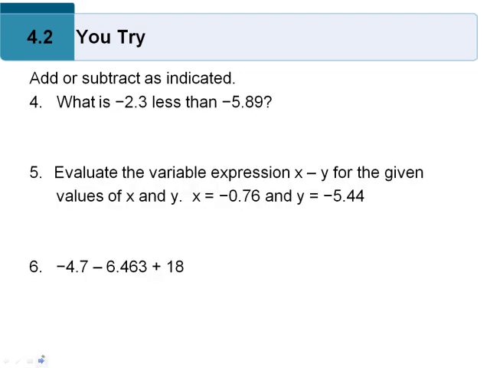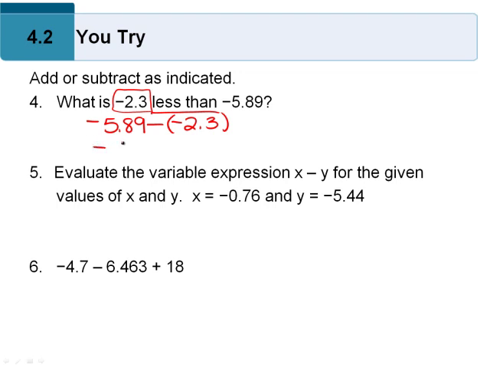Number 4. What is negative 2.3 less than negative 5.89? All right, so this one's a little bit harder. You've got less than there. So remember, whatever's right in front of those two words, that goes at the end. So we're going to have negative 2.3, and we're going to subtract it from negative 5.89. So we have negative 5.89 minus a negative 2.3, because you want negative 2.3 less than the 5.89.